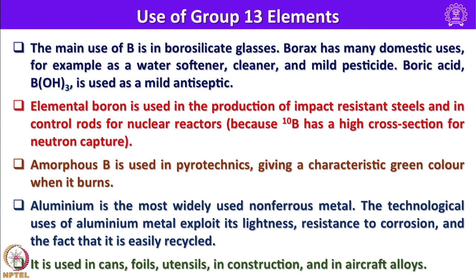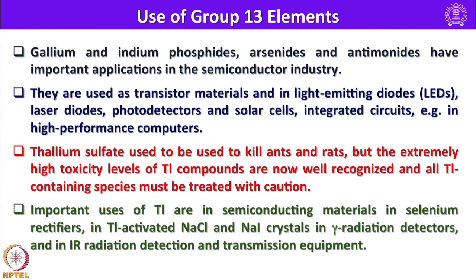Aluminum is the most widely used non-ferrous metal. The technological uses of aluminum metal exploit its lightness, resistance to corrosion, and in fact it is easily recyclable. It is also used in cans, foils, utensils, in construction, and also in aircraft alloys. And gallium and indium phosphides, arsenides and antimonides have important applications in the semiconductor industry. In fact, their semiconductor properties are much superior to the silicon semiconductors. They are used as transistor materials and in light emitting diodes, laser diodes, photodetectors and solar cells, integrated circuits, for example in high performance computers.